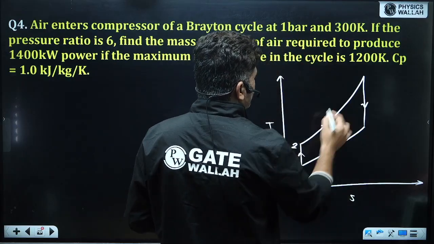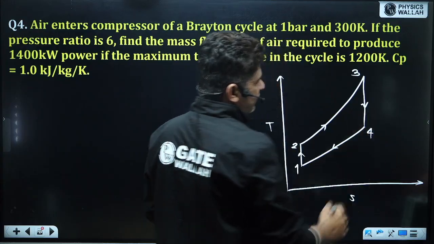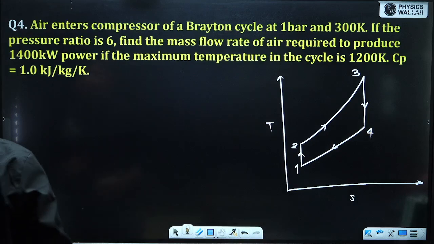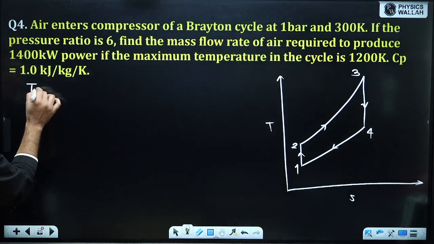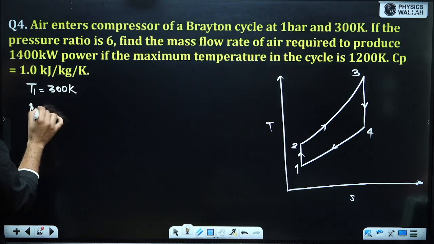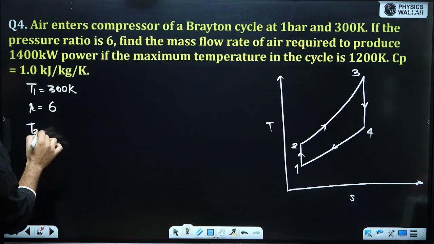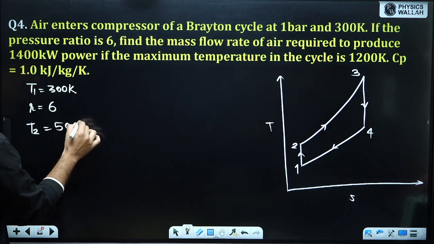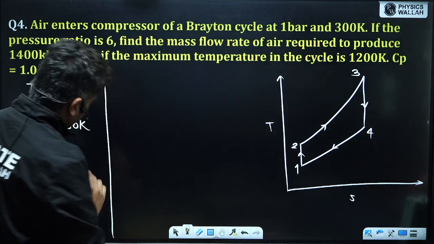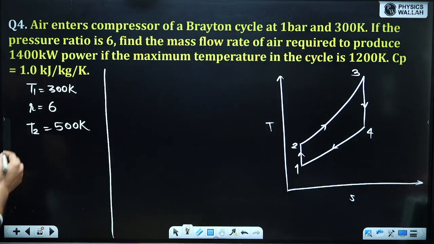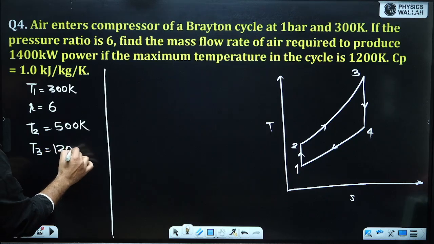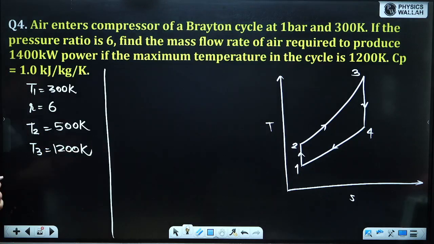So 1, 2, 3, 4. We know that temperature T1 is 300 Kelvin. Ratio r is 6, so we can calculate T2. T2 we have already calculated in the last example, so T2 is 500 K. Then we have T3, which is equal to 1200 K, and we can calculate T4.